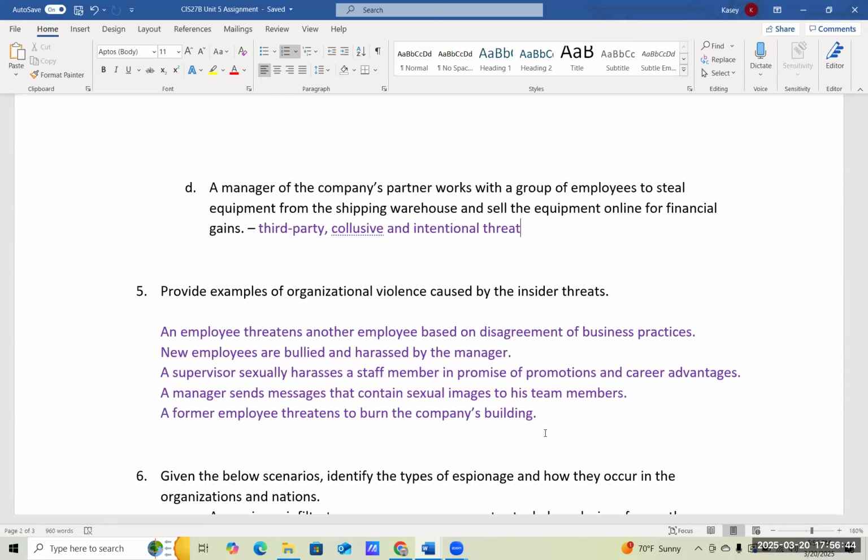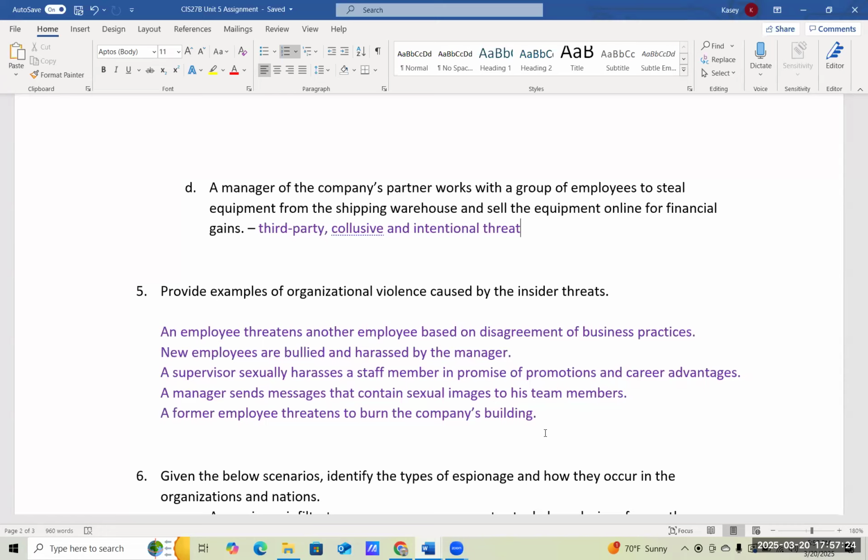So some examples that you would see for organizational violence would be, one, an employee threatens another employee based on disagreement of business practices or political beliefs. That's very common, right? So sometimes there's disagreement and they would physically fight, right? New employees are bullied or harassed by the manager or other employees. That's very, very common in corporate enterprise, nonprofit, and public sector.